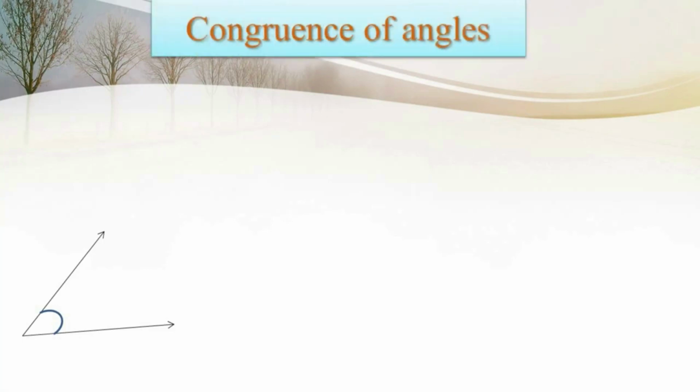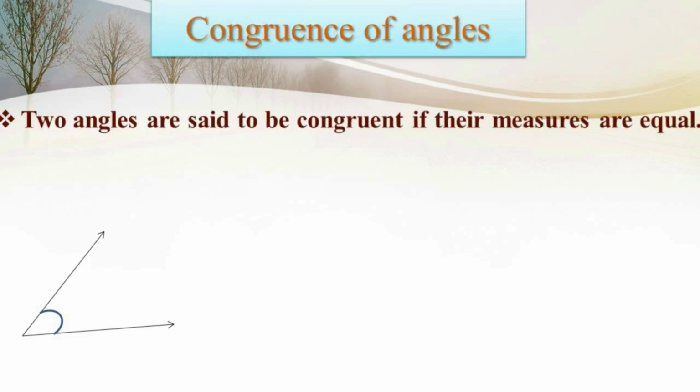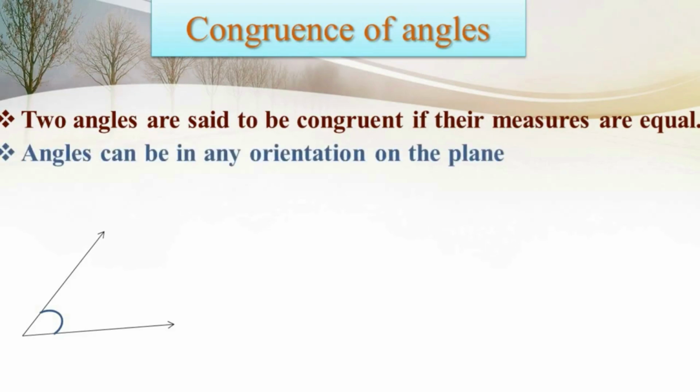Look at the figure given here. What is this? An angle made between two arms. Congruence of angles. Two angles are said to be congruent if their measures are equal. We have to keep it in mind that when we are going to compare two angles, their measures must be equal. Angles can be in any orientation on the plane, which means the comparing angles can face any direction, but their measures must be equal.